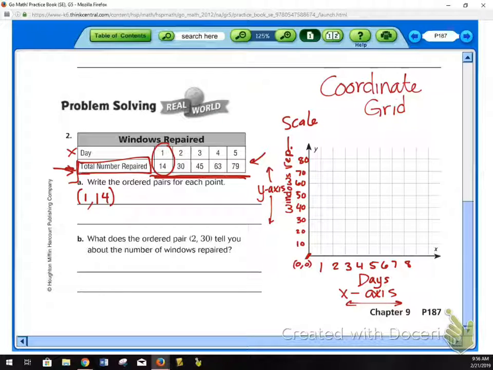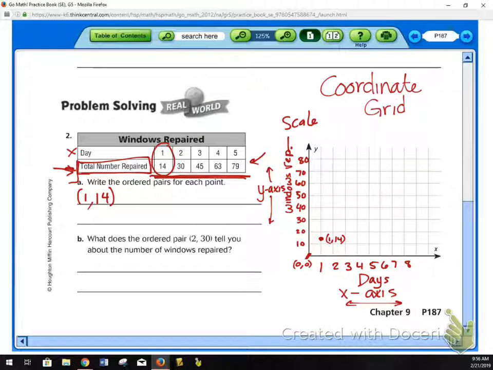So if I marked that on my chart, I'd come to 1, and then I'd come up to about almost halfway, which would be 14. Okay? So my first ordered pair is here at 1, 14. Okay? So that's my first ordered pair.